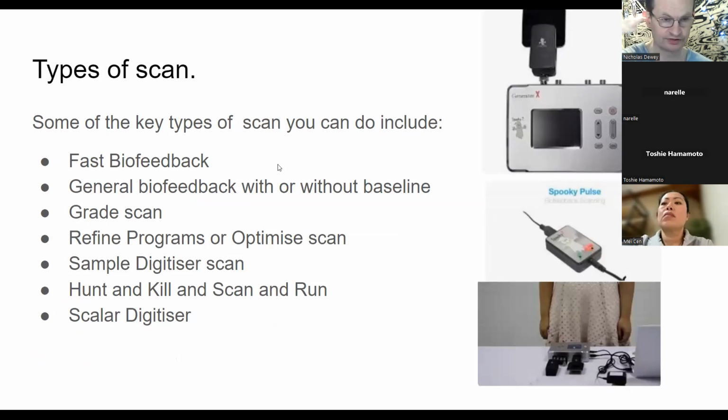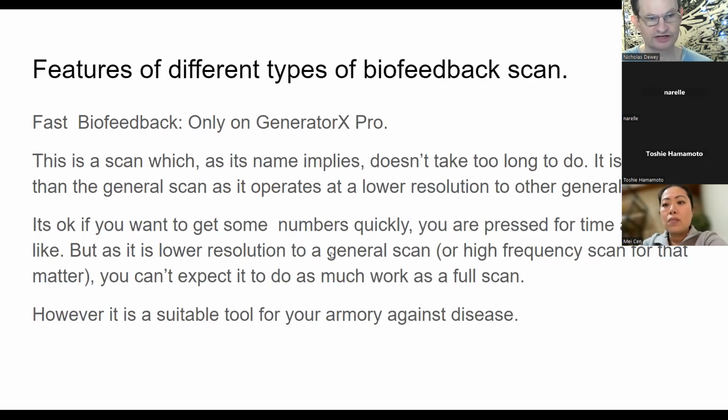Okay, so types of scan we're going to cover today. And all these different forms of scan have different functionalities to them. So I'm going to go into it quite quickly, but also to provide you with an understanding. You've got your fast biofeedback, general biofeedback, with or without baseline, the grade scan, which I'm really keen on, and then refined programs or optimized scan, then sample digitizer, and of course, hunt and kill, scan and run, and the use of the scalar digitizer as well. So these are all different. They operate in different ways, and they operate on the body in slightly different ways.